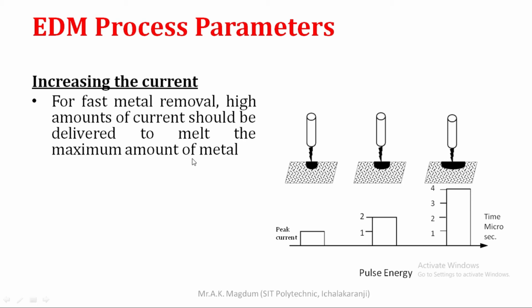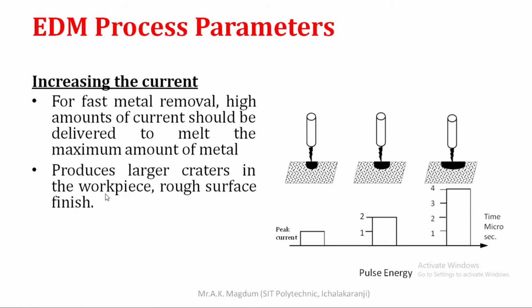Whenever the first important parameter is increasing the current, what does it mean? You are indirectly increasing the heating area between the electrode and workpiece. So due to which melting takes place and the material is removed from that workpiece. So that is the important parameter. Next, what will happen? It produces larger craters in the workpiece and a rough surface finish. That is the drawback.